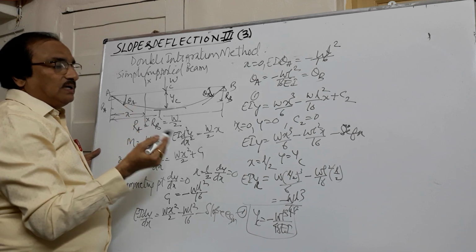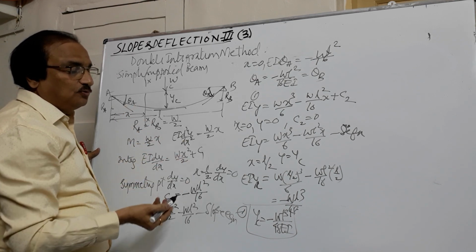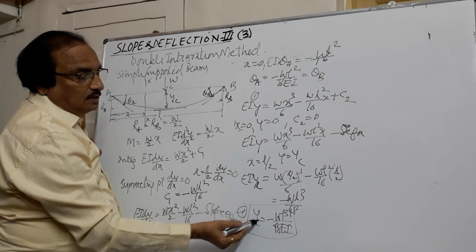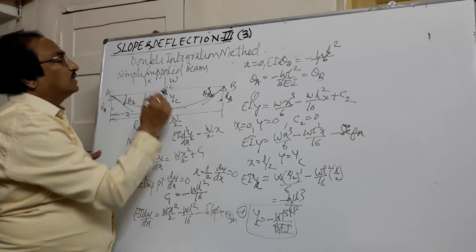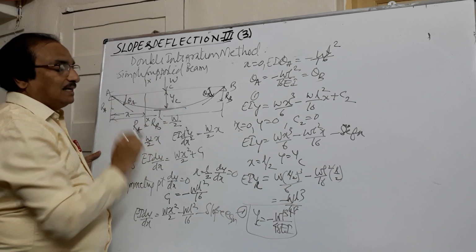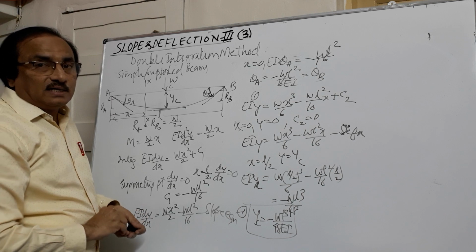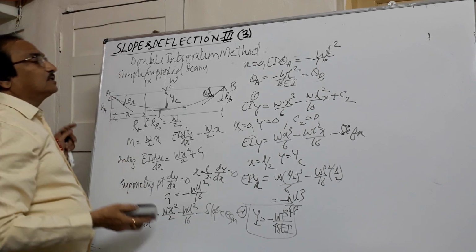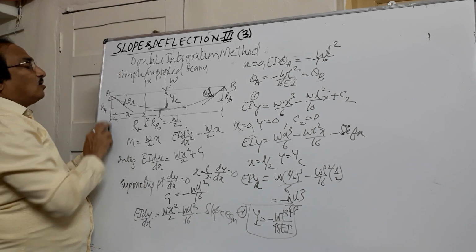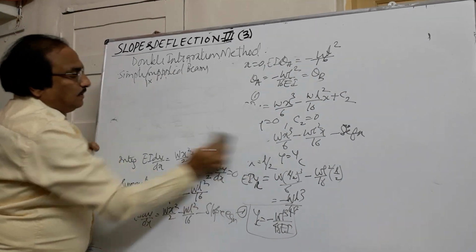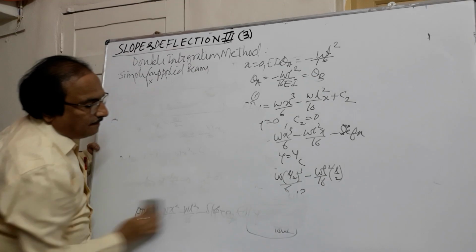In practice, when you do problems or in your future life also as a civil engineer, you need this value to check. The maximum deflection due to a concentrated load acting at the center is given by WL cube by 48 EI. So this is a simply supported beam carrying a concentrated load. We will see another case, a simply supported beam carrying UDL.